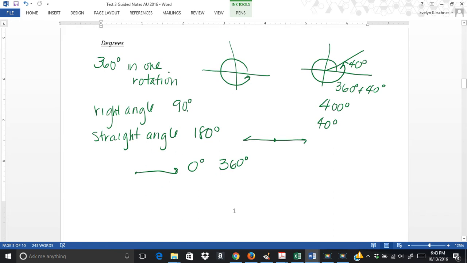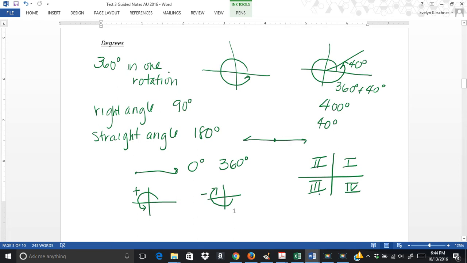When I move around in the counterclockwise direction, the angle measure is positive. And when I go around in the clockwise direction, the angle measure is negative. And it relates to how the quadrants go. Notice that the quadrants move in a counterclockwise direction. So since we're going in this direction, that is positive.